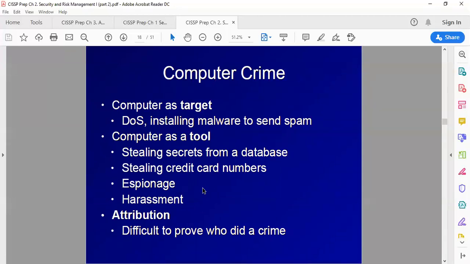Okay, so installing malware, sending spam, using the computer as a tool, stealing secrets from a database, stealing credit card numbers, impersonation and harassment. Attribution is difficult, it is hard to prove who committed a crime.